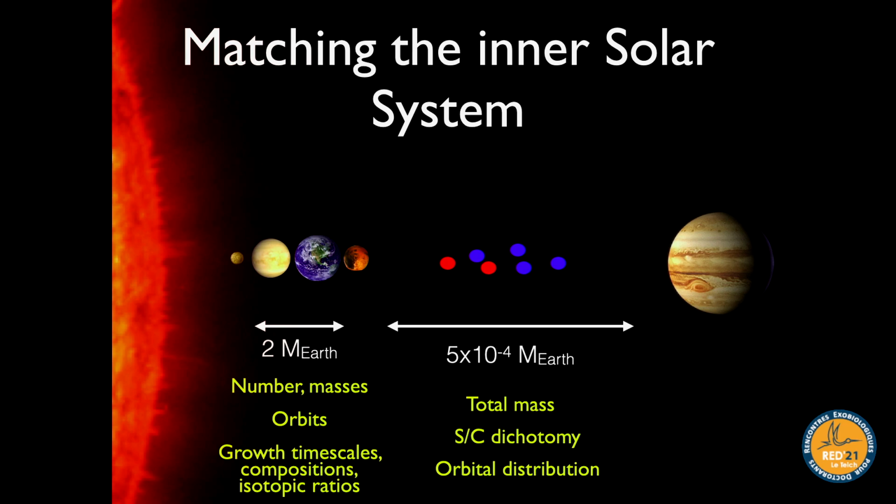If we go into a little more detail, there are things like the numbers, masses and orbits of the rocky planets, the growth timescales, at least for the Earth, compositions, and isotopic ratios. For the asteroid belt, there's the total mass, this dichotomy where the inner belt is more S-type and the outer belt is more C-type, and the orbital distributions of these objects.